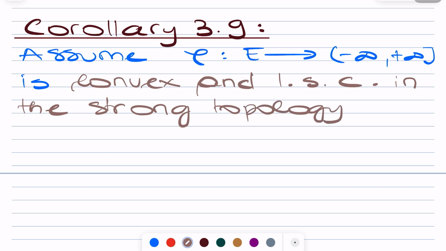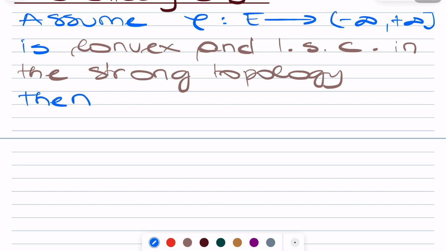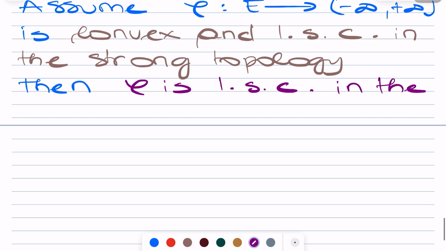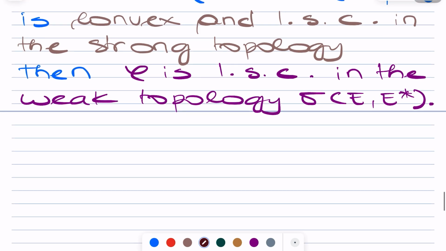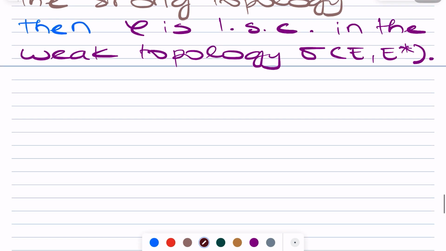Then phi is weakly lower semi-continuous, that is, lower semi-continuous in the weak topology. People often say phi is weakly lower semi-continuous, meaning in the weak topology sigma(E, E star). Okay, proof. Of course we assume that our function is convex and lower semi-continuous in the strong topology, and you want to show that it is weakly lower semi-continuous. So proof.